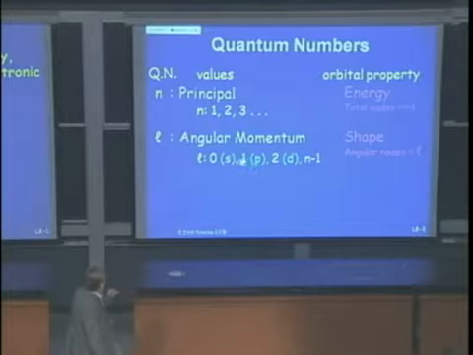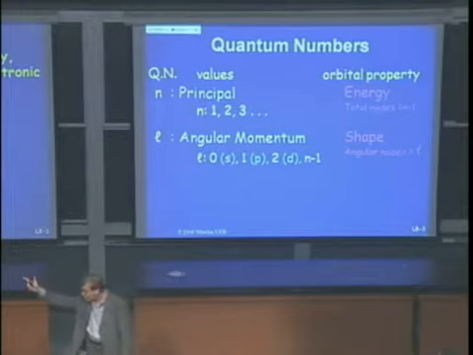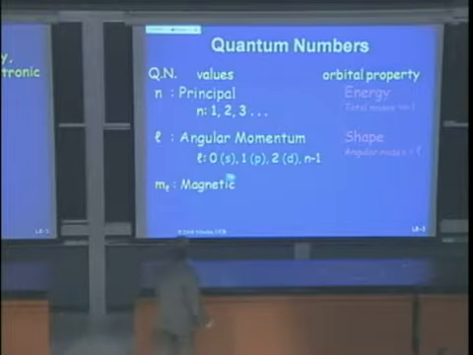So it can only have 1 angular node, and since you have n minus 1, it's 3 minus 1 is 2, so you have 2 total nodes. You have 1 angular and 1 radial or spherical node. Okay? Good. That's important. So now we come to the magnetic quantum number, the third quantum number.